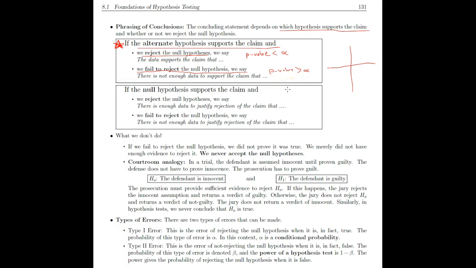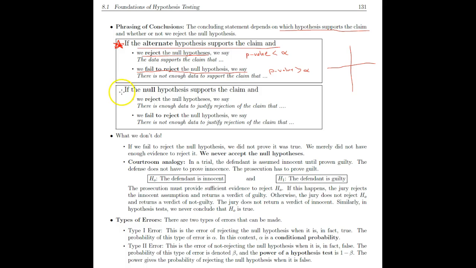And then once you realize whether you reject the null hypothesis or fail to reject the null hypothesis, you make a statement. If you reject the null hypothesis, you say the data supports the claim that, whatever your claim said. And if you fail to reject the null hypothesis, you say there is not enough data to support the claim that, whatever your claim said.